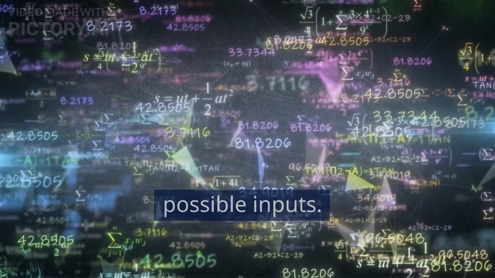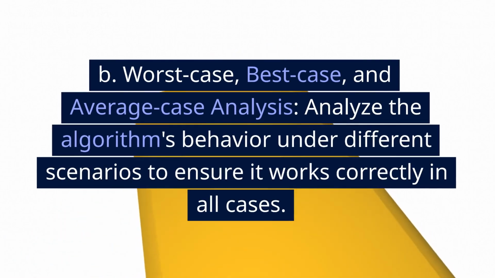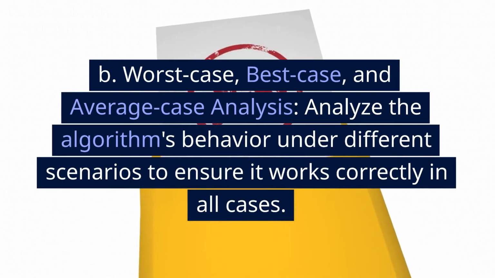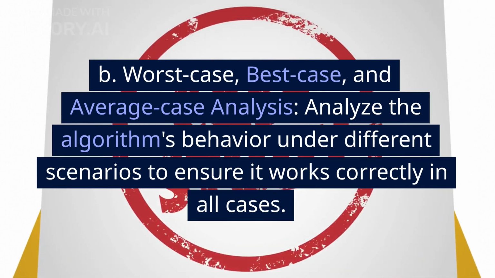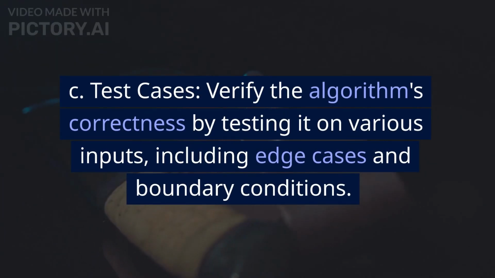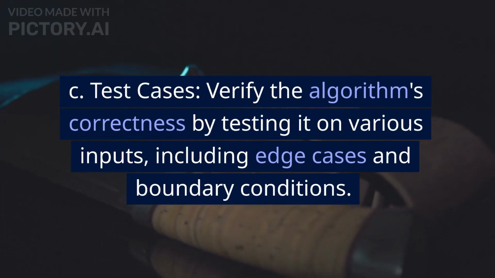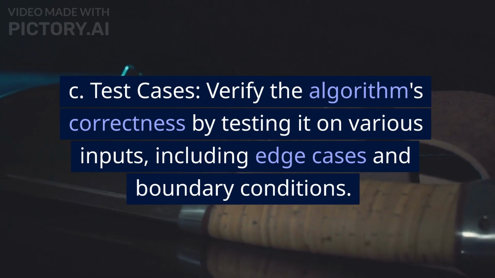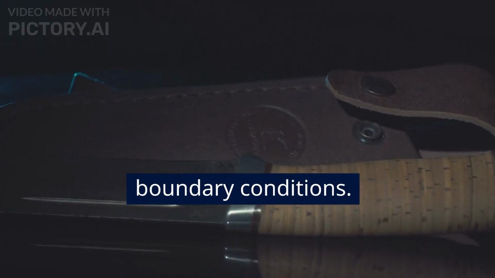B. Worst case, best case, and average case analysis. Analyze the algorithm's behavior under different scenarios to ensure it works correctly in all cases. C. Test cases. Verify the algorithm's correctness by testing it on various inputs, including edge cases and boundary conditions.